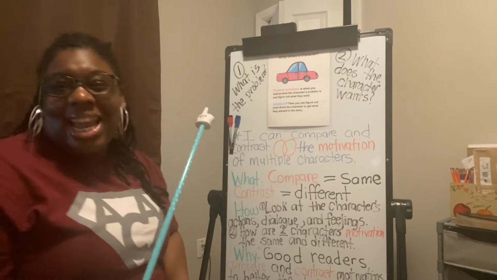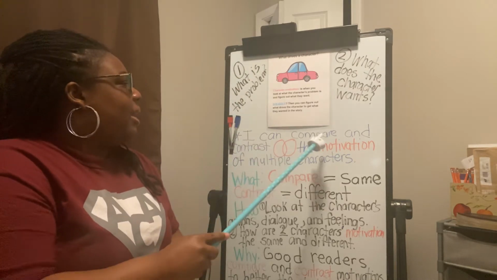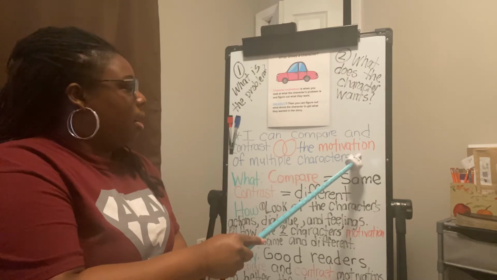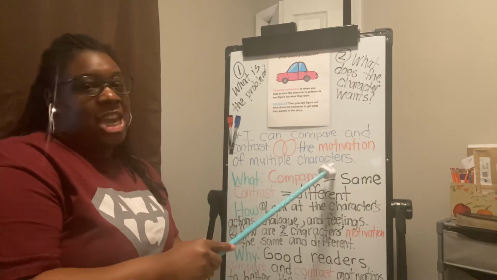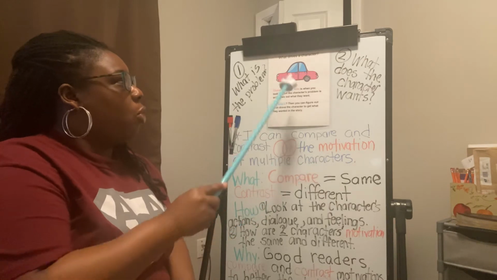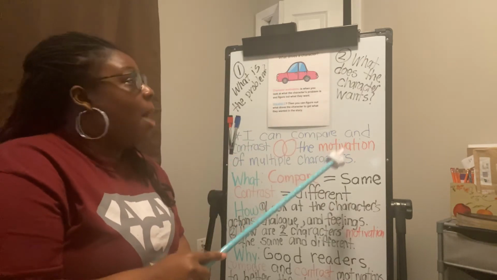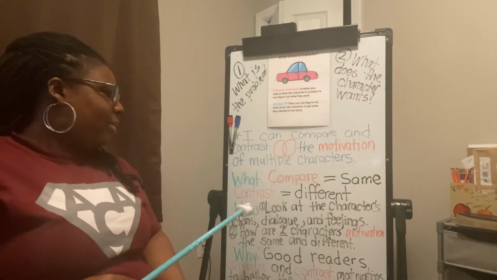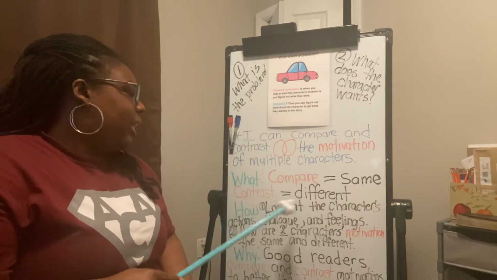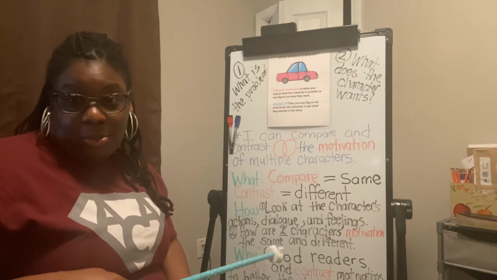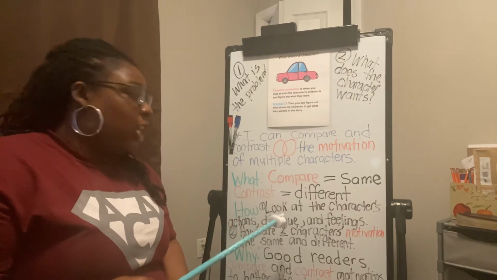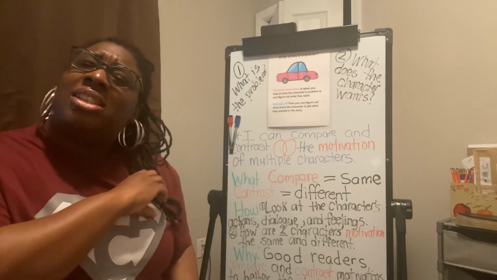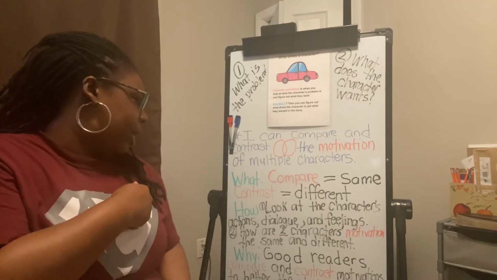Okay? Your I can statement for this week. I can compare and contrast the motivation, that's our red hot word, of multiple characters. So not just what drove one character to do something, but what drove two characters to do what they did in the story. How can you do that? You look at the characters' actions, right? What they're doing, dialogue, what they said in the story, and their feelings, the heart. How did they feel in the story?